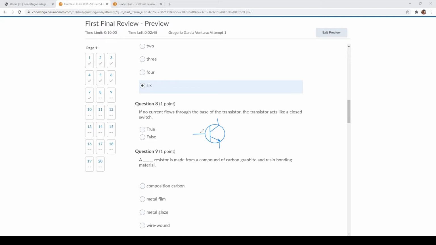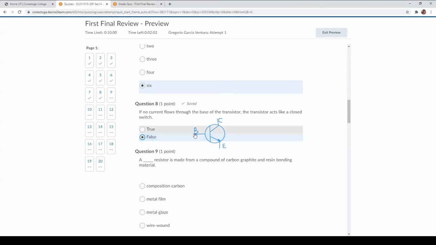Okay, so remember what is the name of these? Base, emitter, and collector. Right here, we have our base. Right here, we have our collector. And right here, we have the emitter, which in the case of an NPN is going to be connected to ground. Now, the question says that if no current flows through the base, the transistor is acting like a closed switch. Absolutely false. It's going to be behaving as an open switch.